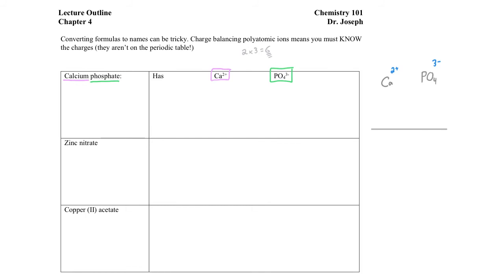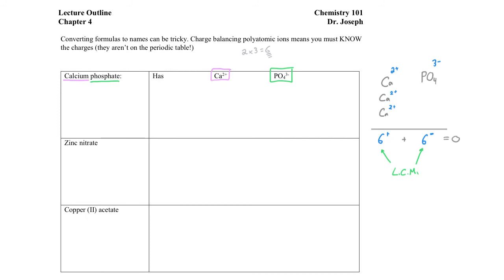So we need to accumulate positive charges until we get to 6, and accumulate negative charges until we also get to 6, and then we'll have the right combination. So how many calcium ions do we need? That's right, we need to have 3. If we have 3 of them, and each one is 2+, that means we would have a total of 6 positive charges. Now let's go over to phosphate.